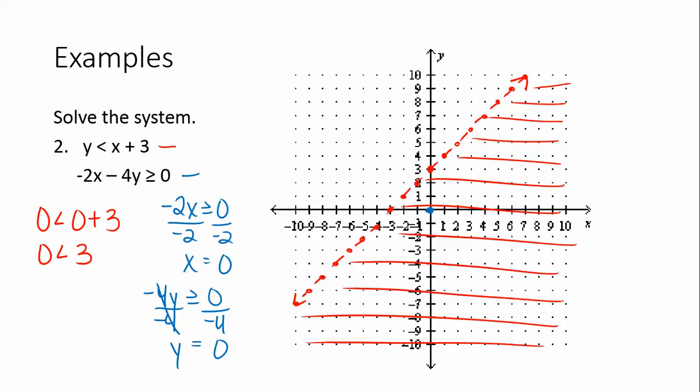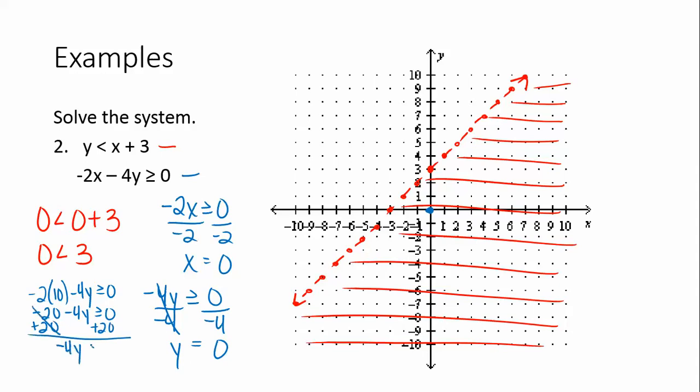I'm just going to pick another point. I'm going to plug in a 10 for x. So all the way down here. Hopefully I fit on the graph. So if I plug in a 10, negative 2 times 10 minus 4y is greater than or equal to 0. Negative 20 minus 4y greater than or equal to 0. I'm just trying to get the y value. Add 20 to both sides.